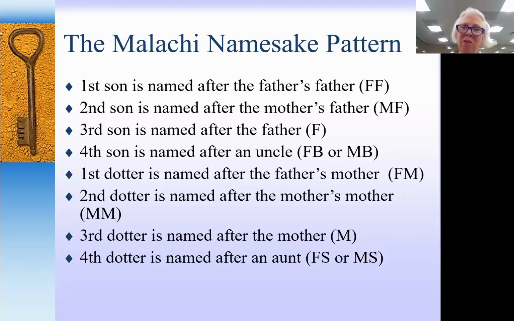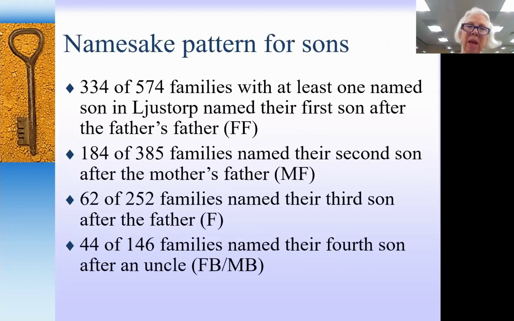First daughter is named after the father's mother, FM. Second daughter named after the mother's mother, MM. Third daughter named after the mother, M. Fourth daughter named after an aunt, so father's sister or mother's sister, FS or MS.